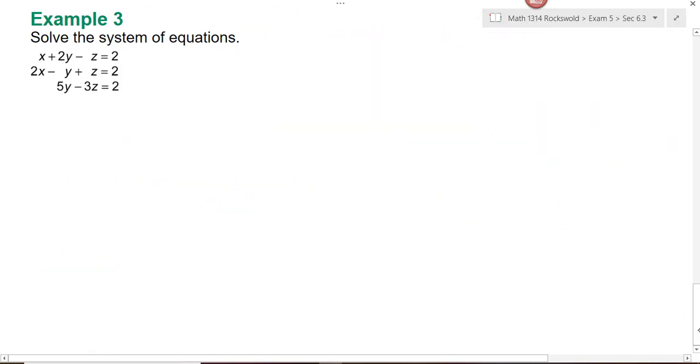For the last example, we're told to solve the system of equations. In order to help us do that, I'm going to number these equations 1, 2, and 3. Let's pick a variable to eliminate. Well, it looks like x is missing from this third equation, so let's go ahead and eliminate x using the first 2 equations. So if I take negative 2 times equation 1 and I add to that equation 2, I should eliminate the x.